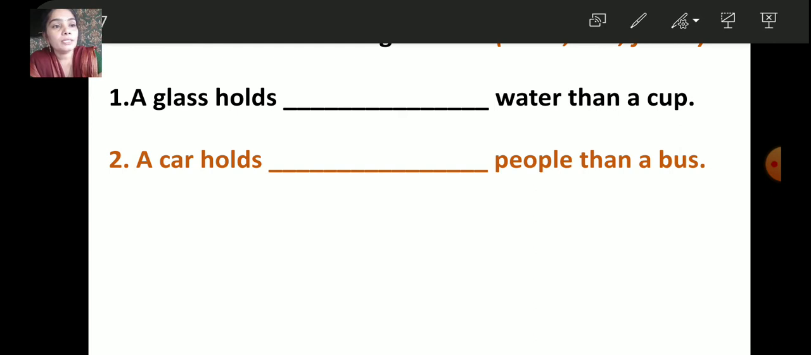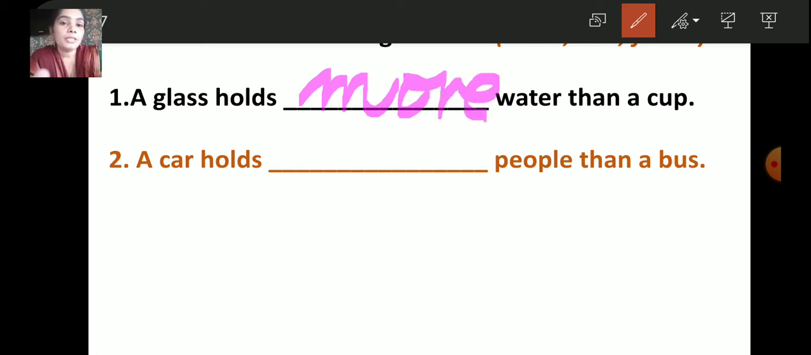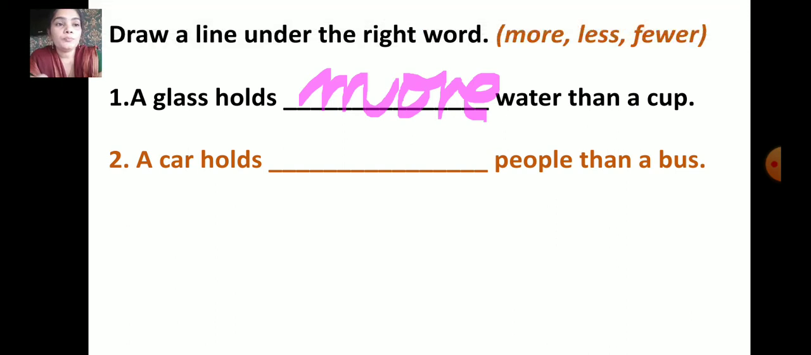So shall we write the answer here? A glass holds more water than a cup. And number 2, a car holds dash people than a bus. Now you compare a car and the bus. A car holds dash people. So a car is small and the bus is big. So what is the answer?